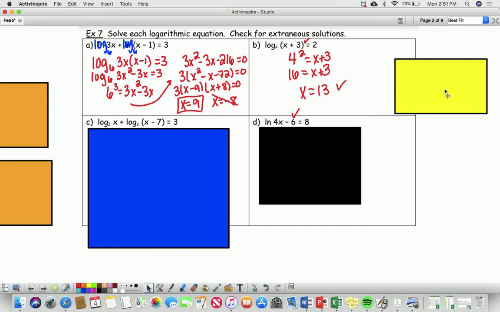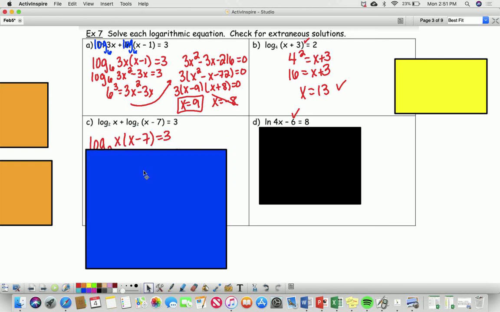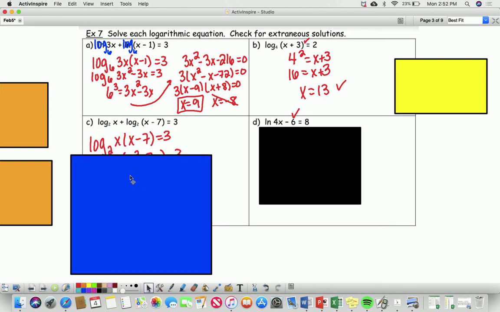Okay, so part C, we need to condense. I have 2 like bases, the 2's are like bases. So I'm going to condense them. And remember, when we condense, we multiply. So log base 2, x times x minus 7 equals 3.